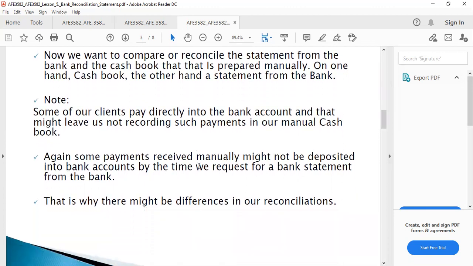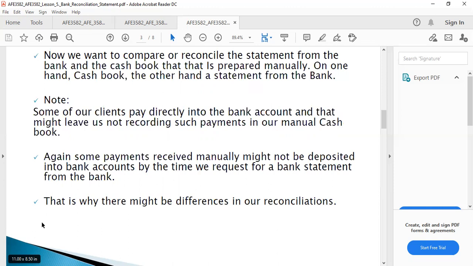Again, some payments received manually might not be deposited into the bank account by the time we request a bank statement. Now, what does this mean? This simply means that we receive, now I owe you, right? You have a business. So what I did is I brought a check to you. I brought you a check for my payment.